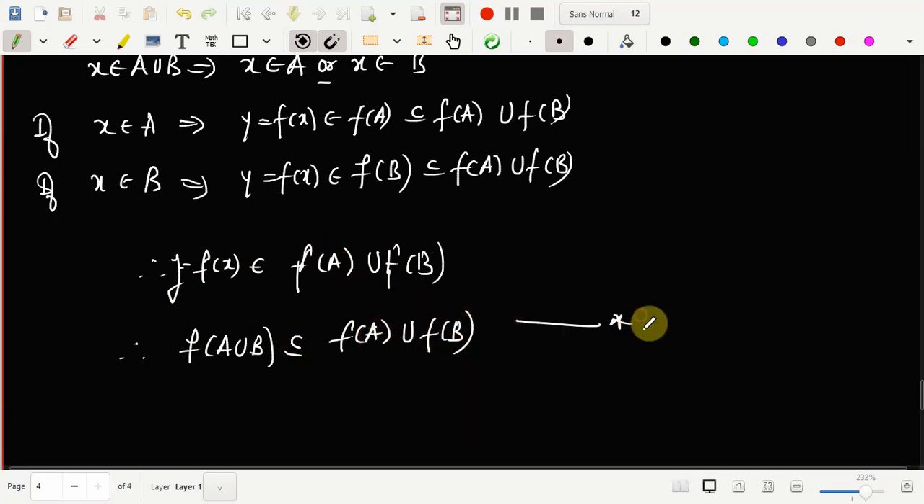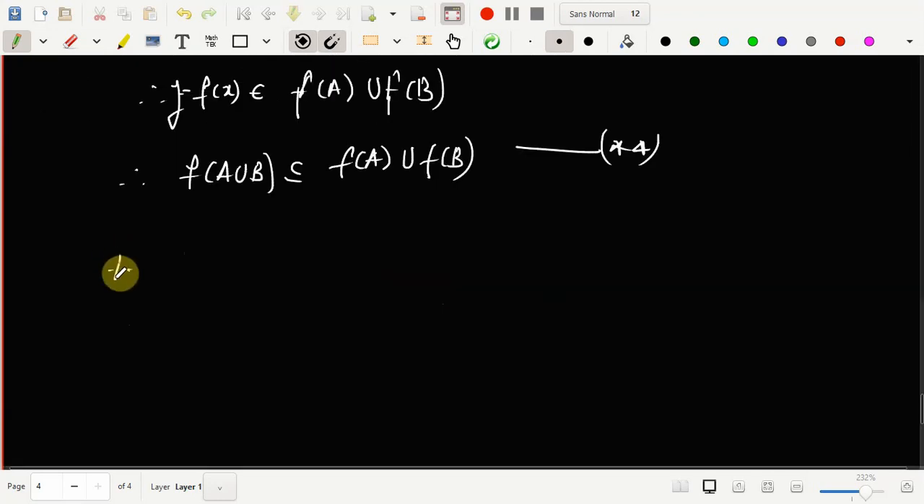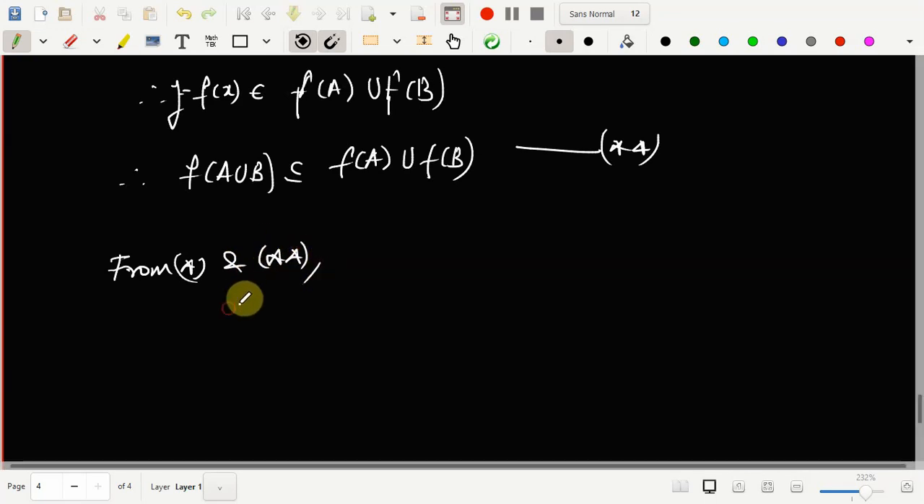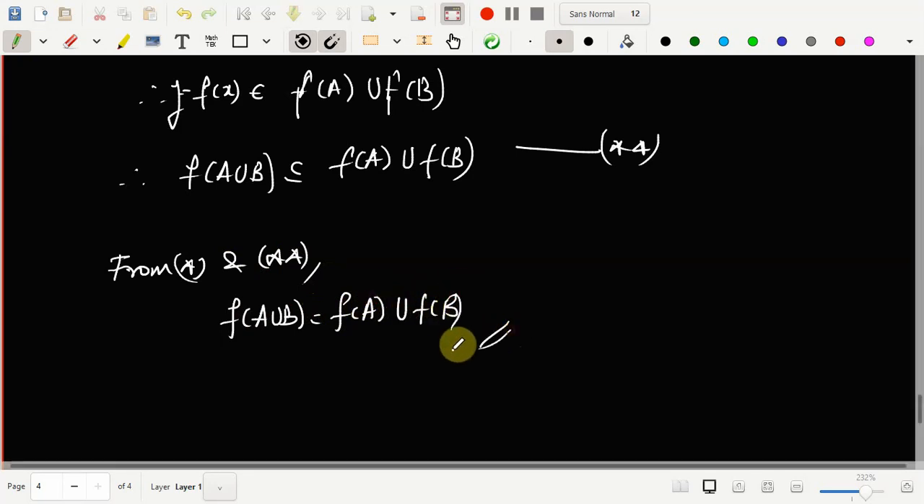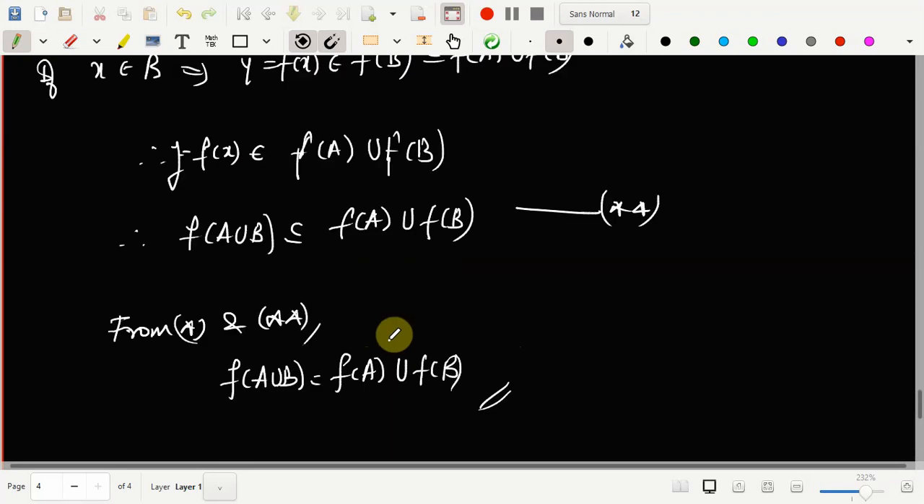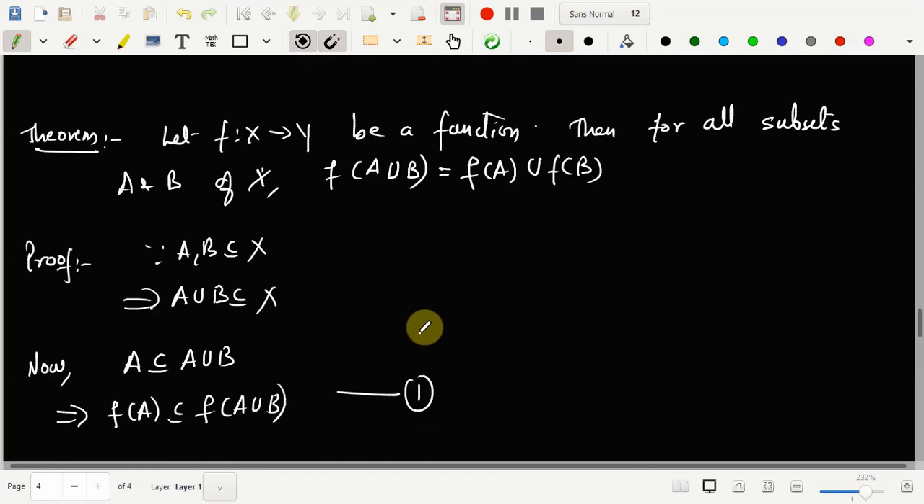I'll call this double star, and therefore from star and double star we have f of A union B is equal to f of A union f of B. That's it. Now, unfortunately, the same statement does not hold for the intersection. In the intersection, we do not have f of A intersection B equal to f of A intersection f of B. In fact, in general, only one way is true.